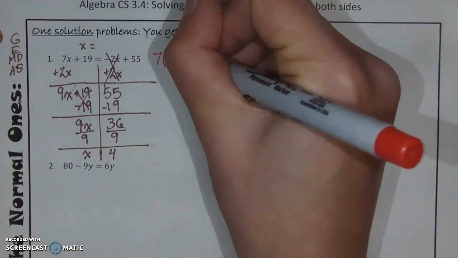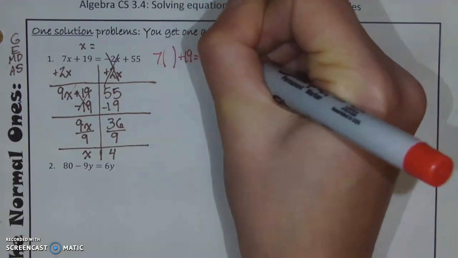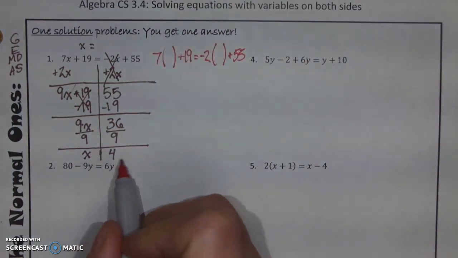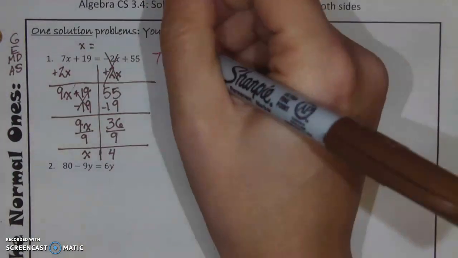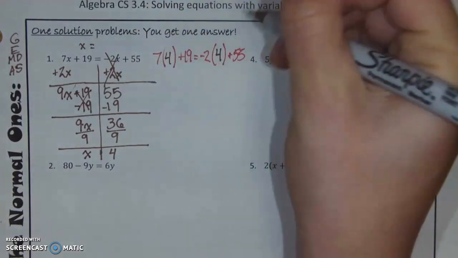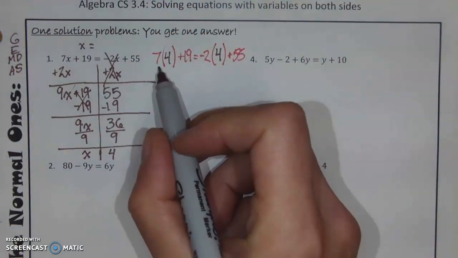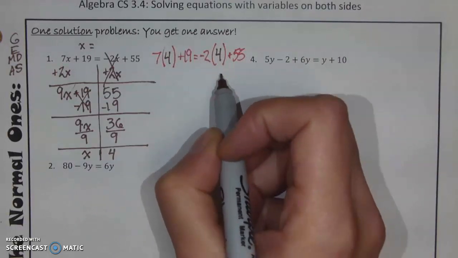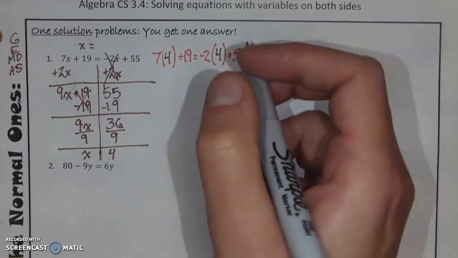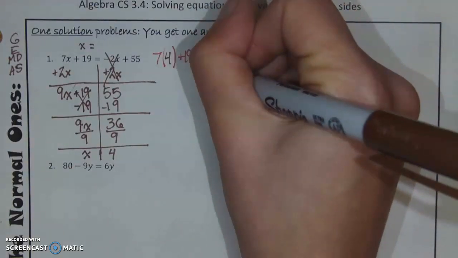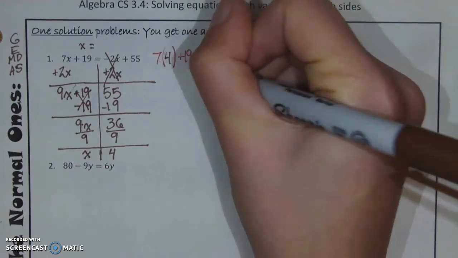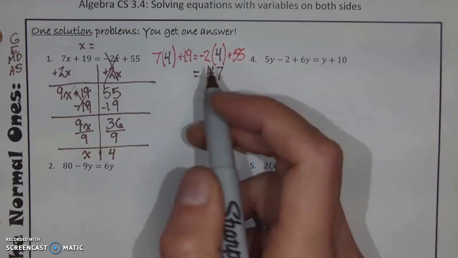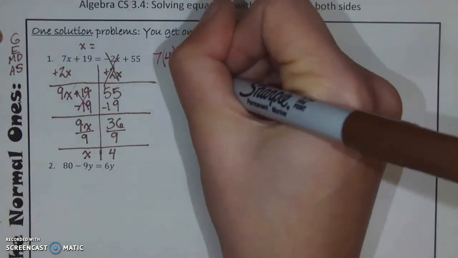So 7 times x plus 19 should be equal to a negative 2 times x plus 55. And here our proposed answer is that x is equal to 4. So I'll write 4 into both sides, and I can check my answer. Well, negative 2 times 4 is negative 8. And negative 8 plus 55 is going to give us 47. And on here, 7 times 4 is 28. 28 plus 19 is 47.